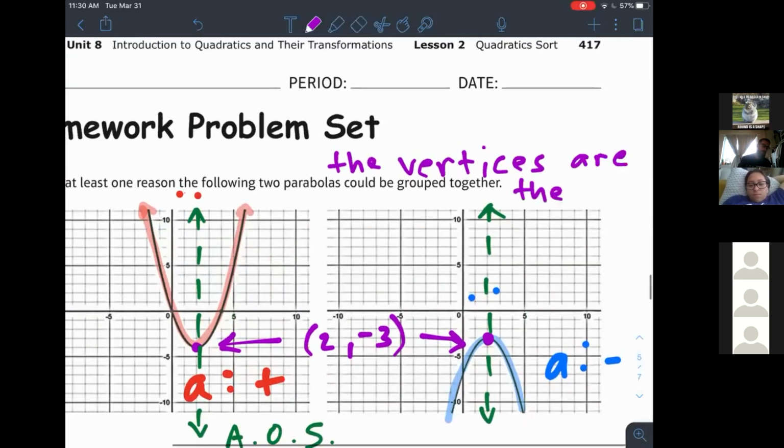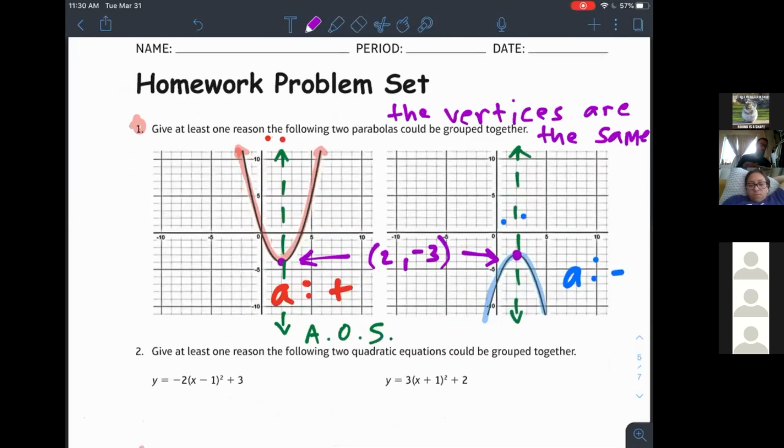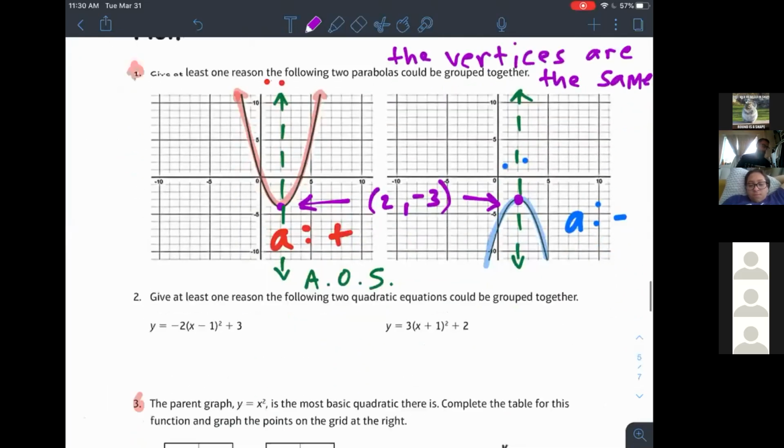Right on. And then the second reason, we doubled down and said the axis of symmetries are also the same. Sweet. Hey, good answers, y'all. I appreciate your hard work right there on number 1.